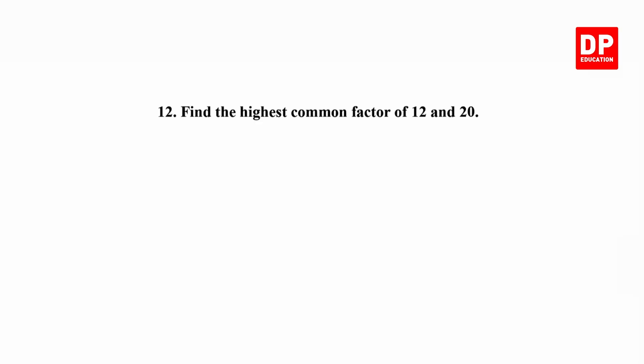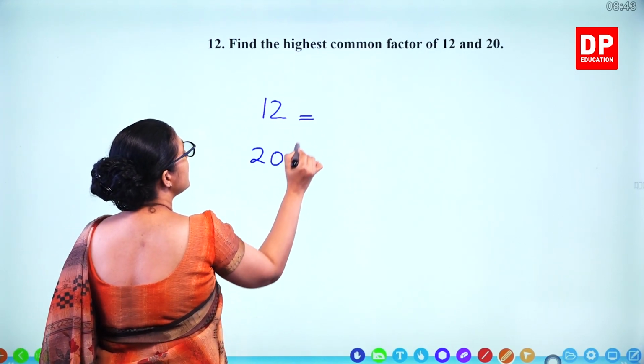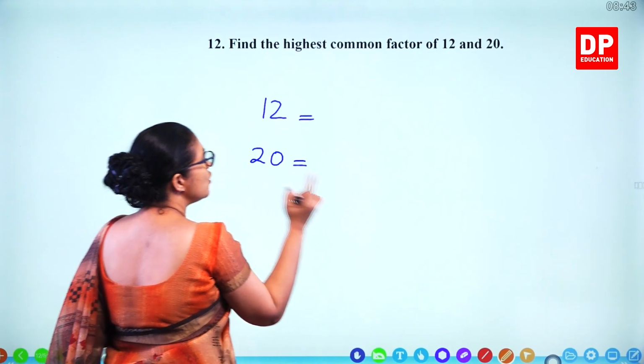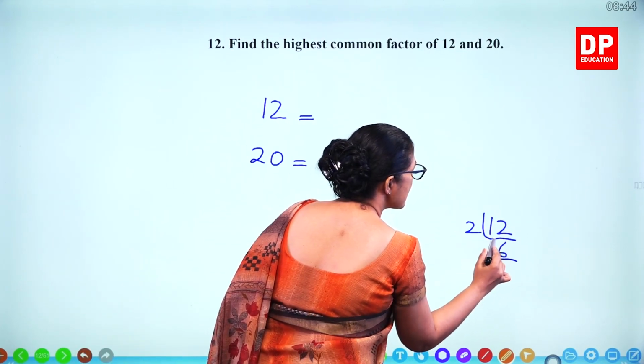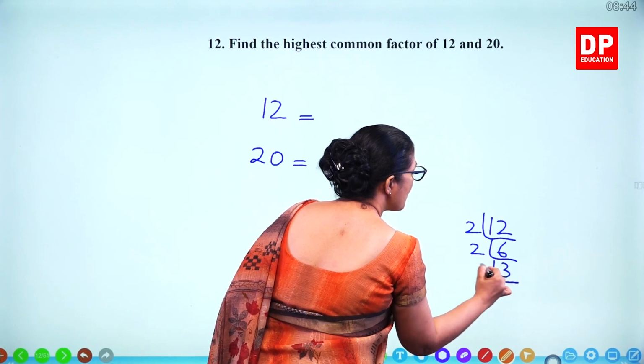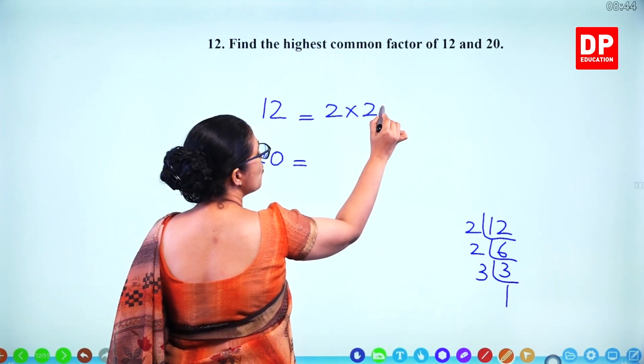Question number 12. Find the highest common factor of 12 and 20. So what are the prime factors for 12? When you divide 12 by 2, you get 6. Divide by 2, 3. Divide by 3, 1. You can write 2 times 2 times 3.